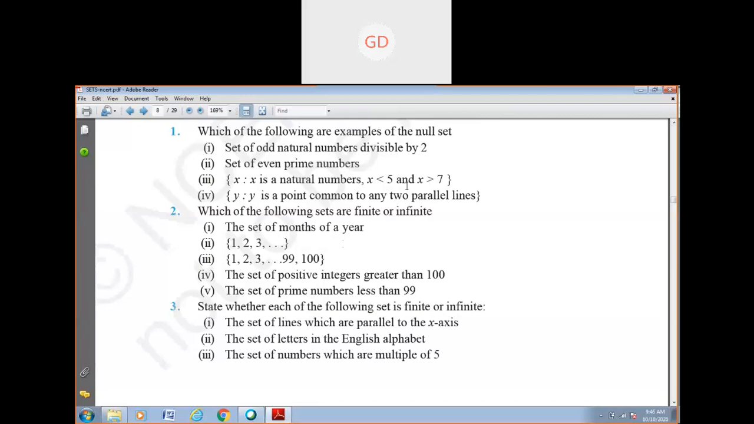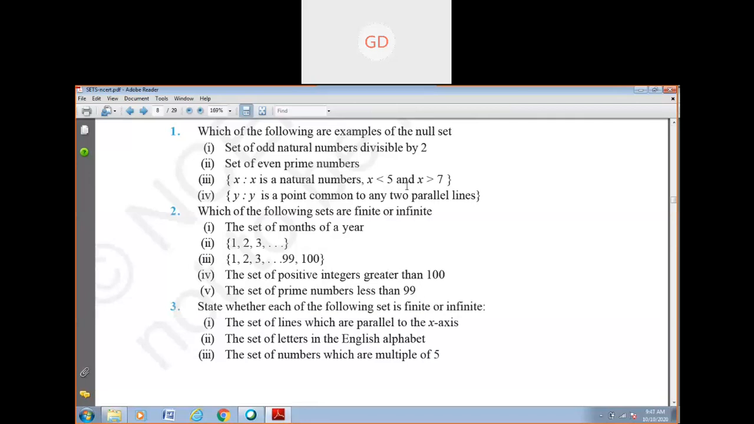Which of the following sets are finite or infinite? From the definitions of finite and infinite set, as I explained, you can observe it yourself. Very simple. The set of months of the year is finite or infinite? Obviously finite. The set of natural numbers, written in roster form as 1, 2, 3, 4, dot dot, up to infinity, is an infinite set. The set 1, 2, 3, 4, and so on up to 100, has an upper limit. So the elements from 1 to 100, it is finite.